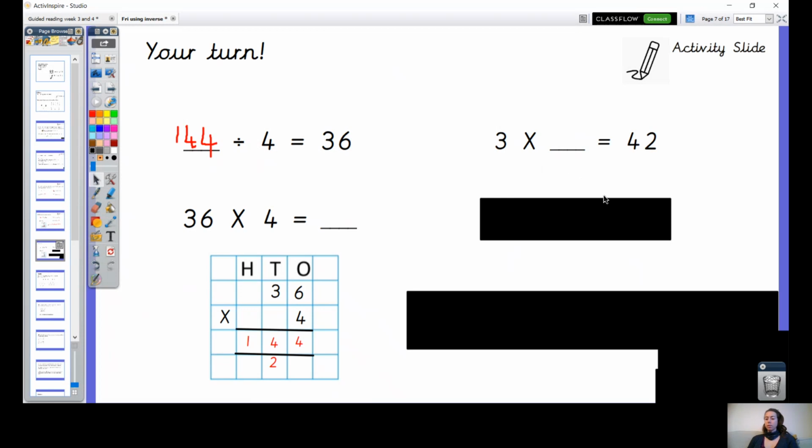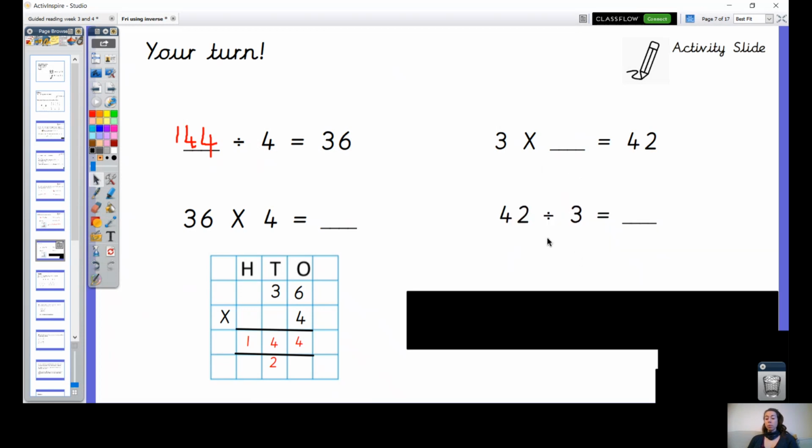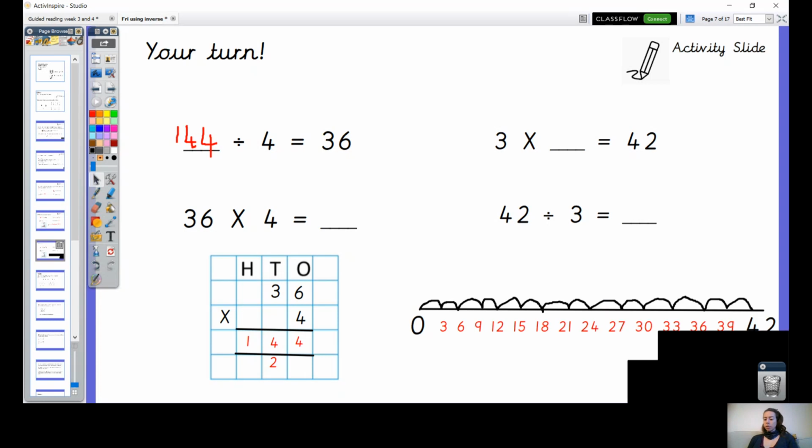So 3 times something was 42. Well, to work it out, we needed to do a division number sentence. 42 divided by 3 is something. And I've chosen a number line again to help me work this one out. So I've gone up in my 3s, okay, because we were dividing by 3. I've counted in my 3s all the way up to 42. How many 3s was that? I know that that's 10, 11, 12, 13, 14. It was 14 lots of 3. So my answer is 14. Okay, tick that if you got it right.